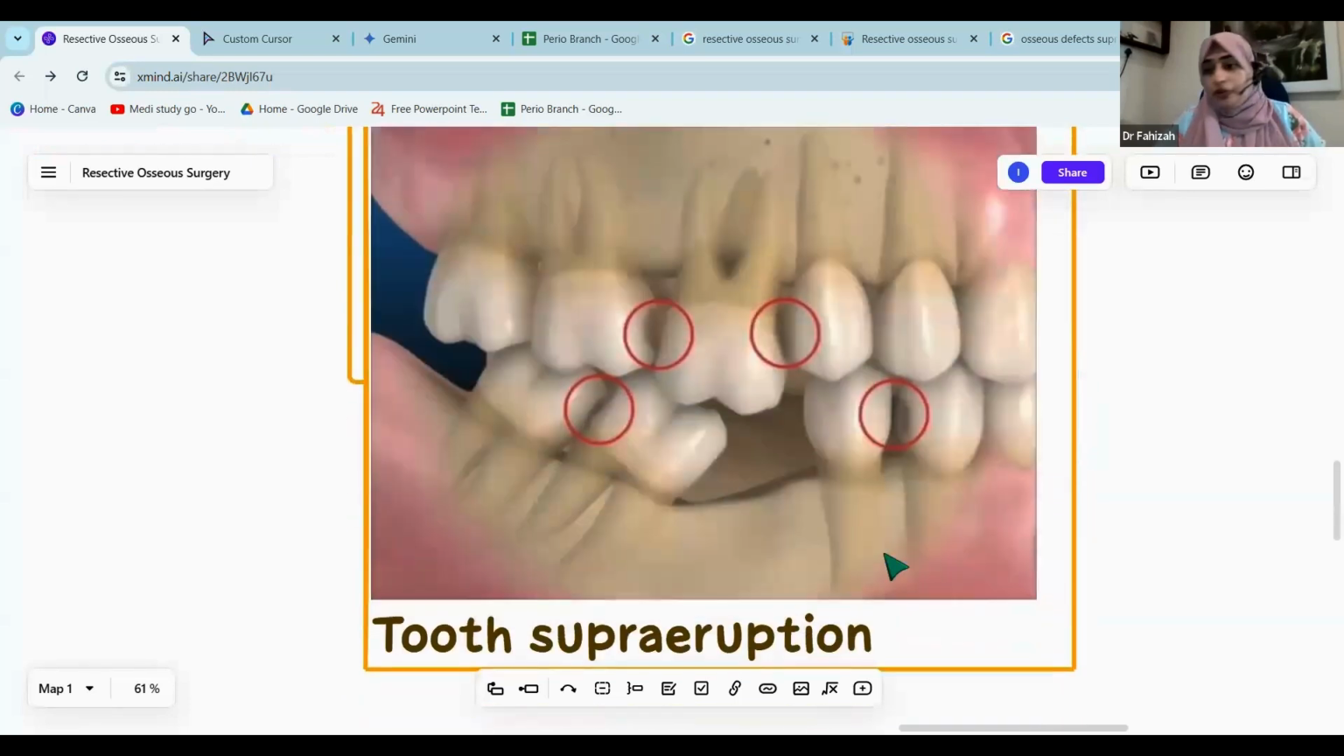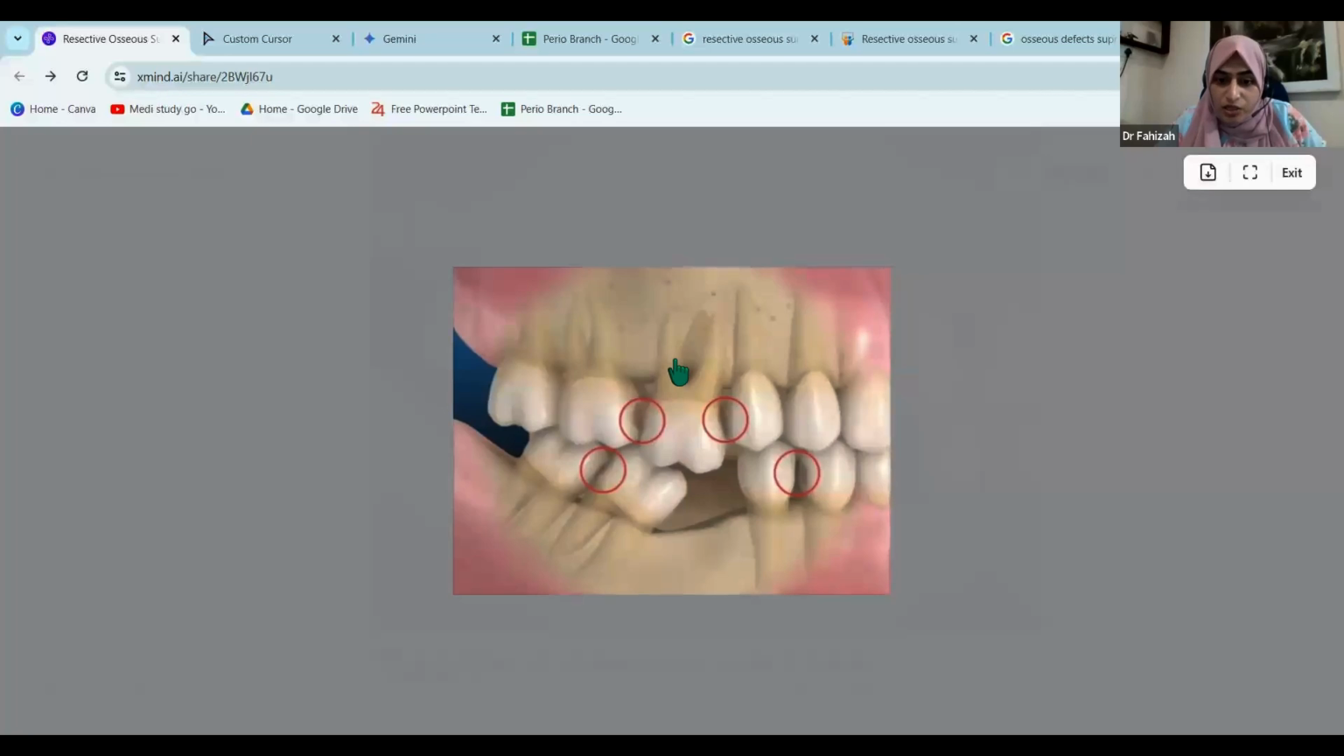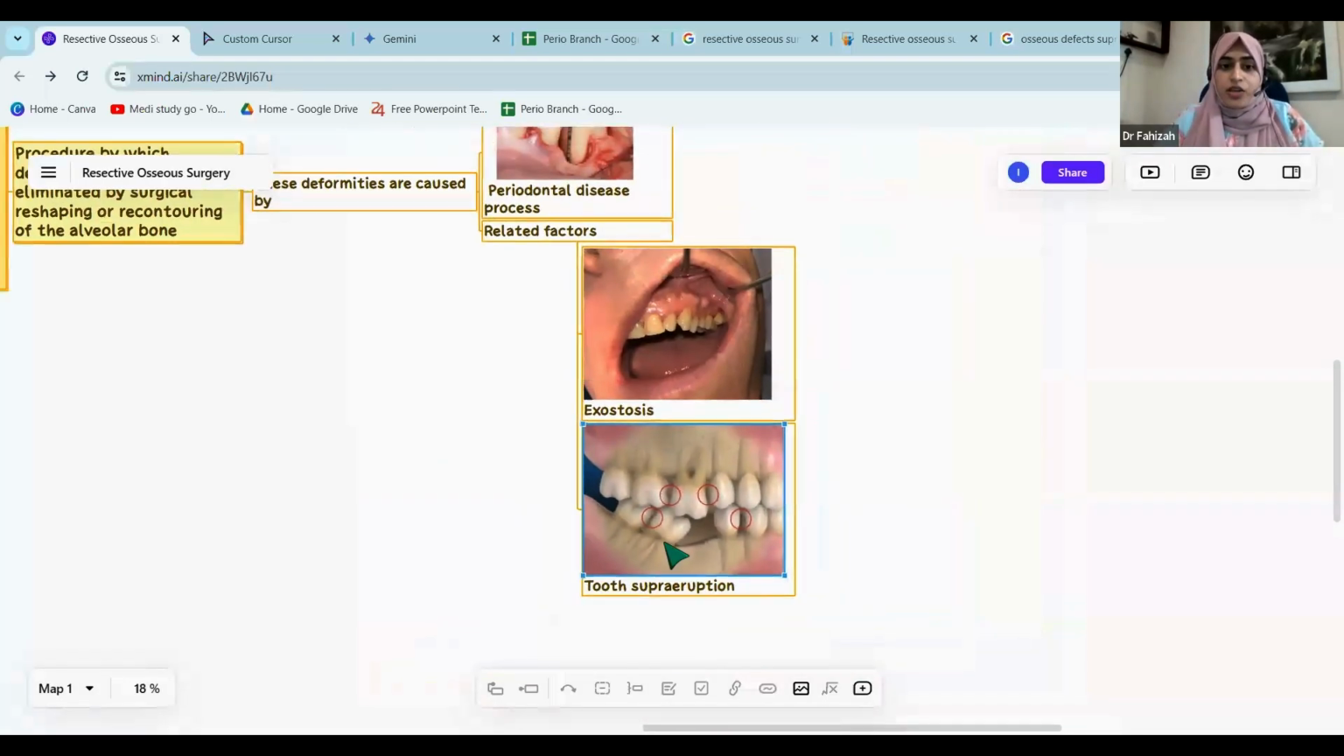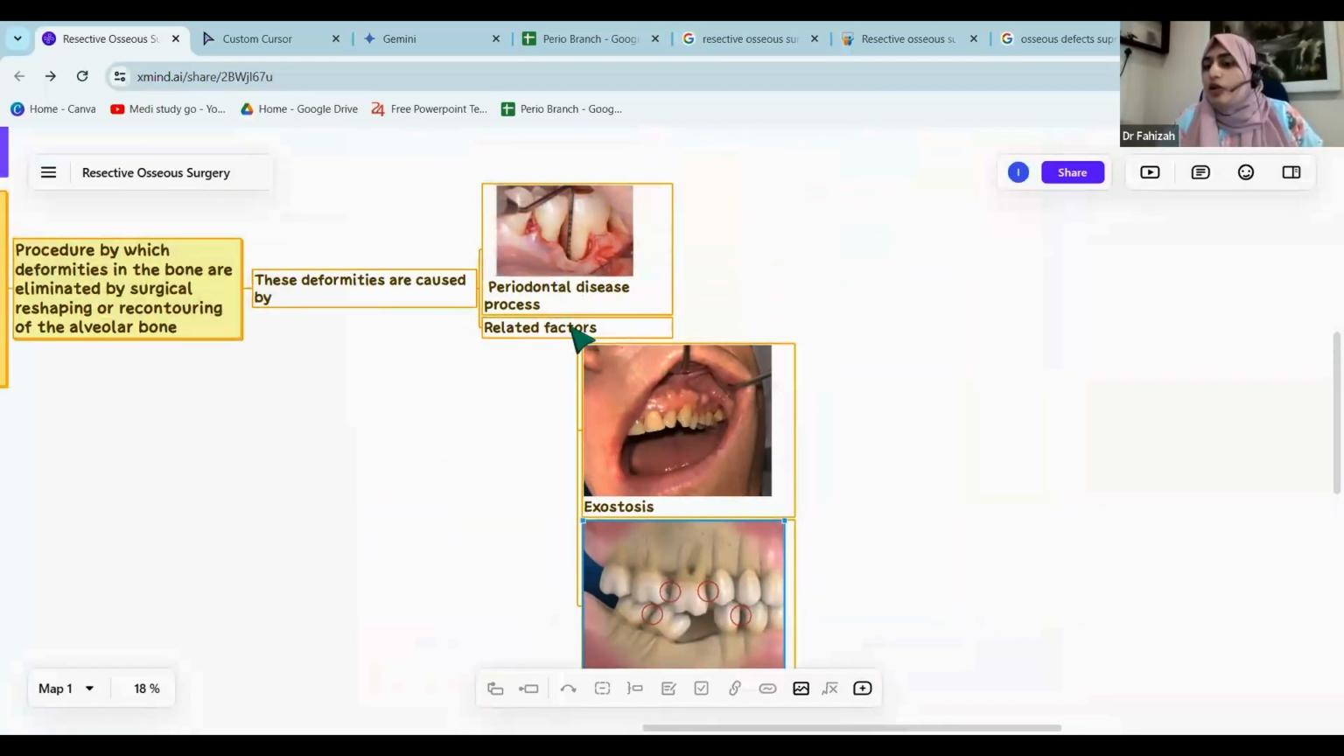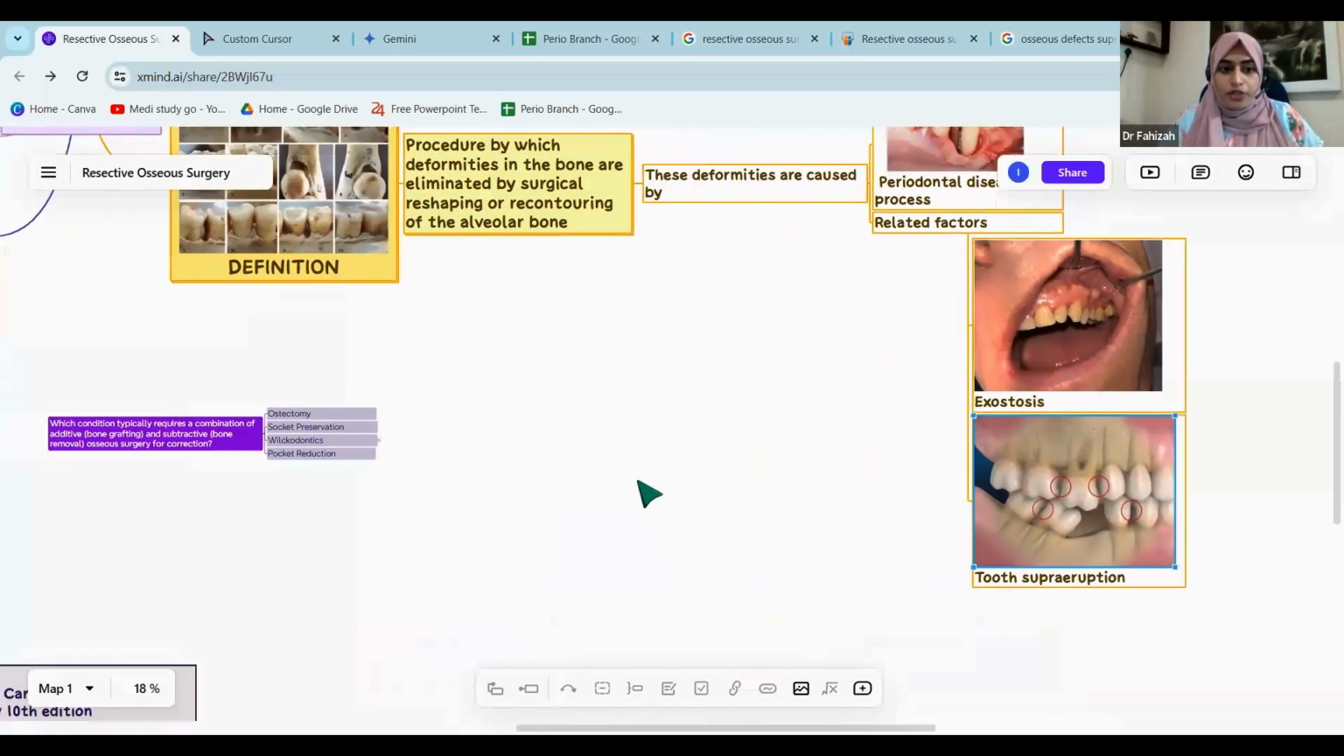The other is because of tooth supraeruption. Now, when you see this tooth supraerupting, because the lower tooth is missing, the upper tooth is trying to come down. So when that happens, can you see the bone level over here? There are changes happening in the bone level. So those are the osseous defects happening because of supraeruption. Even if you see here, mesial inclination is happening. So when mesially inclined, you can see there are a lot of osseous defects happening over here. So that is again another cause for osseous defects. Overall, mainly caused by periodontal disease, and other related factors may be exostosis or tooth supraeruption.